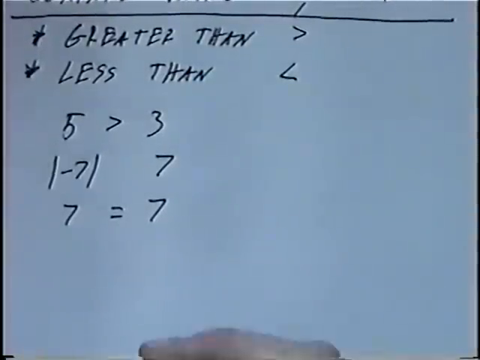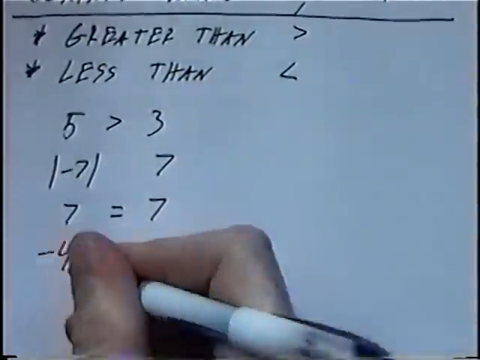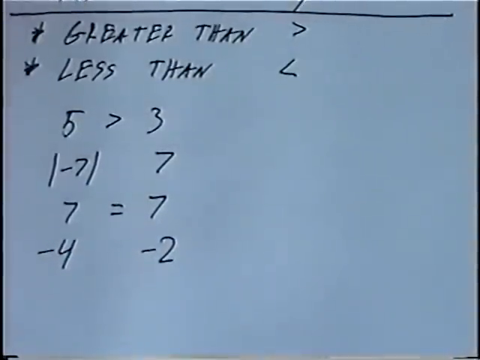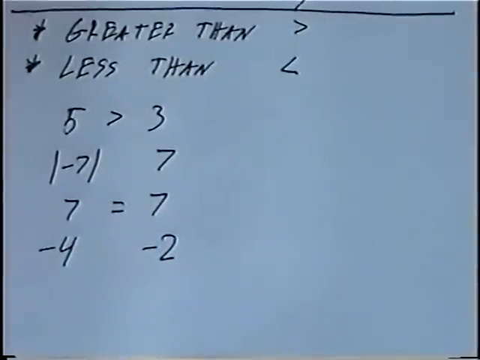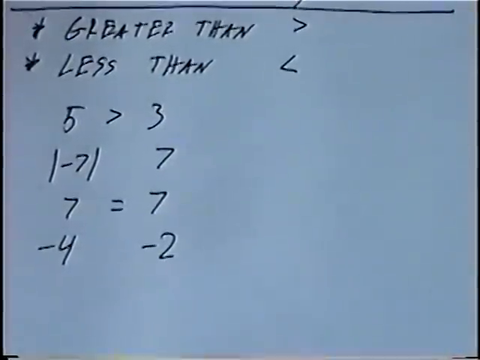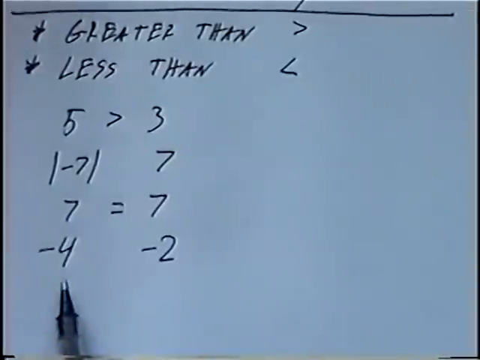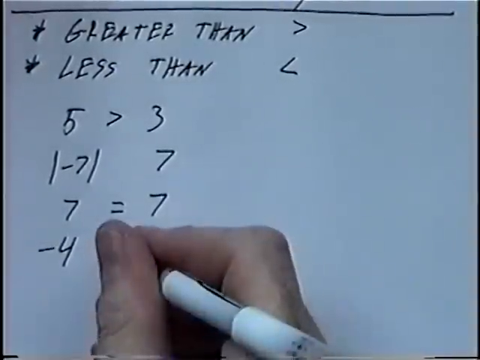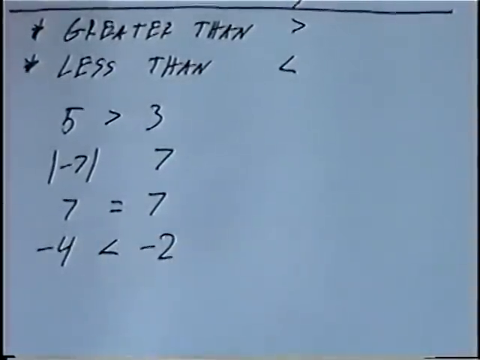And last question for the section. We have negative 4 and negative 2. If you think of a number line, negative 4 is on the left-hand side of negative 2, which means negative 4 would be the smaller number, and negative 2 would be the bigger number. So in this case, negative 4 would be less than negative 2.